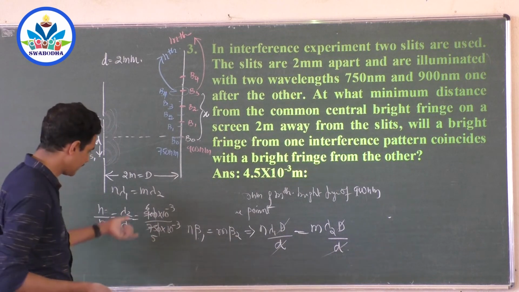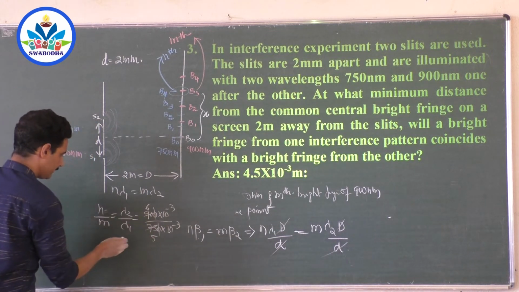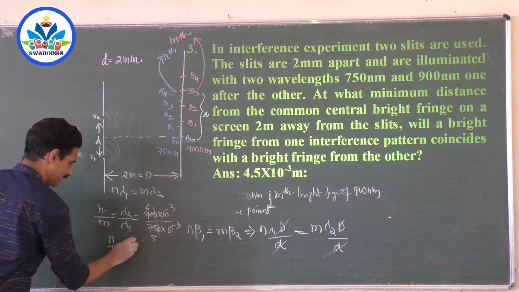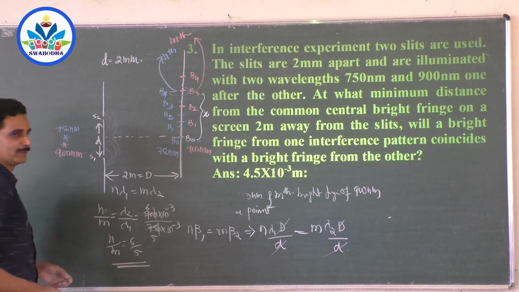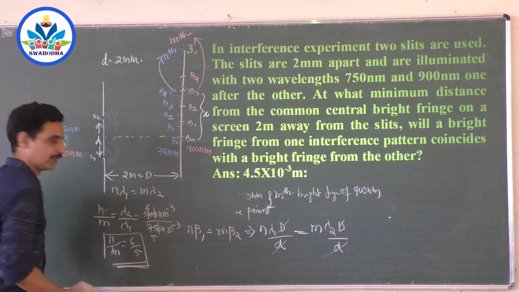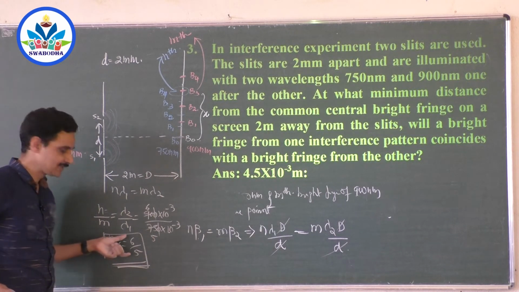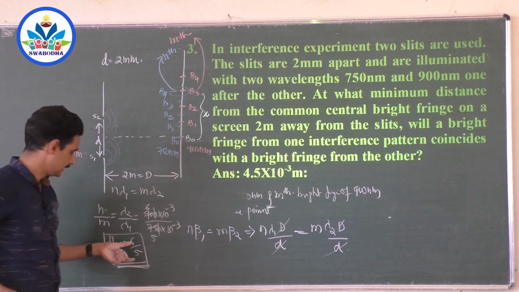It may not be so. Some numbers, single numbers. Okay. So n by m is equal to 6 by 5. What do you mean by this? The conclusion of this should be very important. n by m is 6 by 5. What do you mean by that?